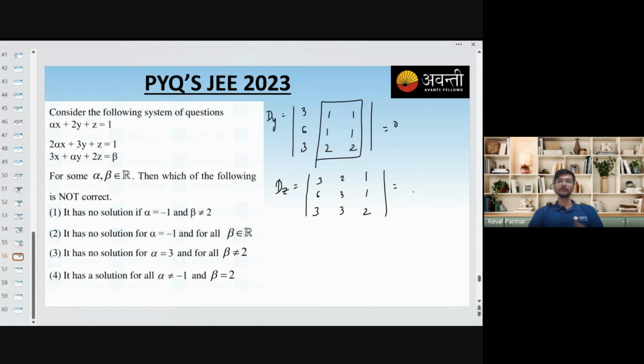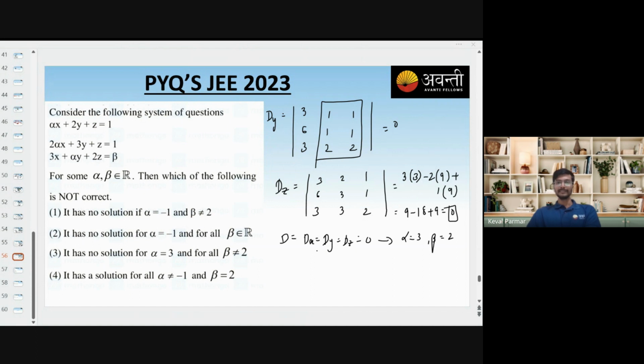Let's calculate. So we'll get 3 into 6 minus 3, minus 2 into 12 minus 3, plus 1 into 18 minus 9. That is 9 minus 18 plus 9, which equals 0. So we got D equals Dx equals Dy equals Dz equals 0 for alpha equals 3, beta equals 2. That means here we got infinite solutions.